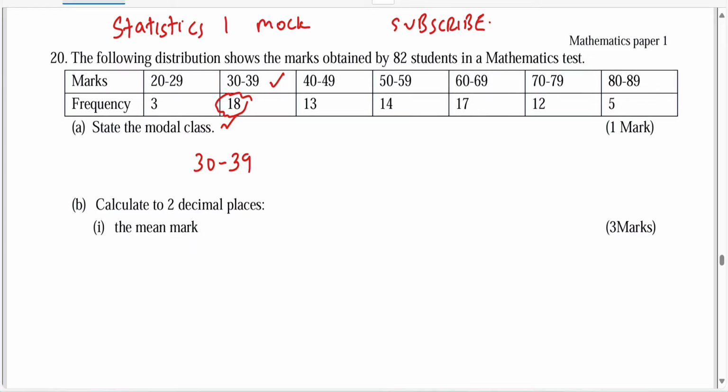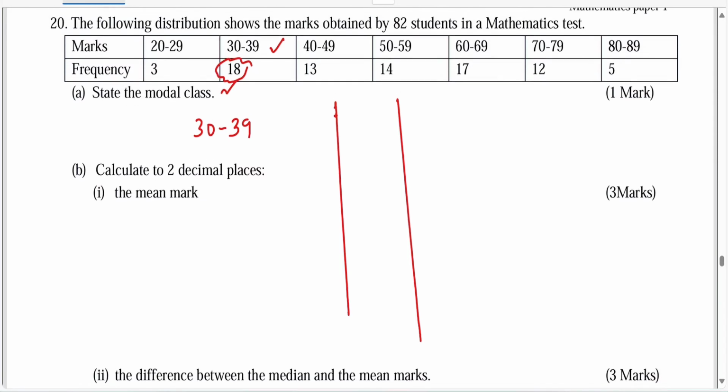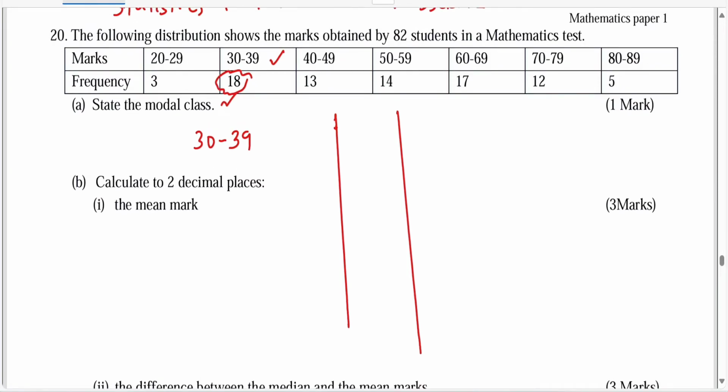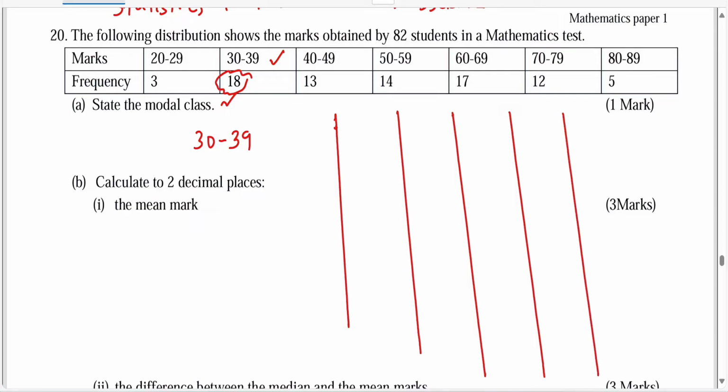Question B, calculate to 2 decimal places, which is a 3-mark question, the mean mark. So therefore, it means that I need to draw a table, right? So let's draw a table, a big table. Okay. So let's draw a table. So kutakuwa na x, kutakuwa na fx, kutakuwa na midpoint. Okay, kutakuwa na cumulative frequency.